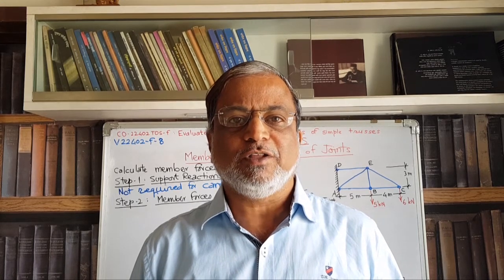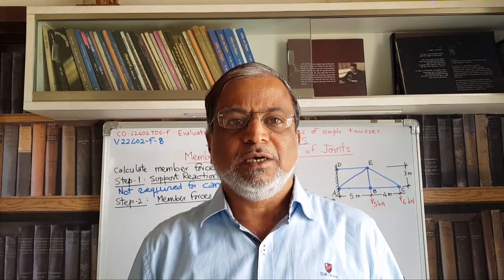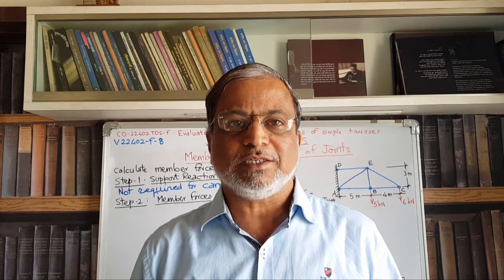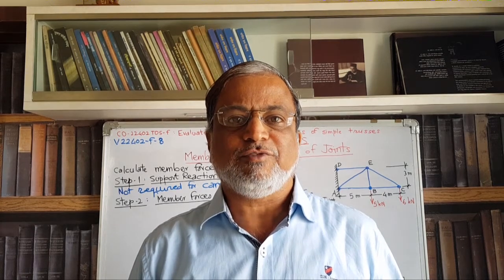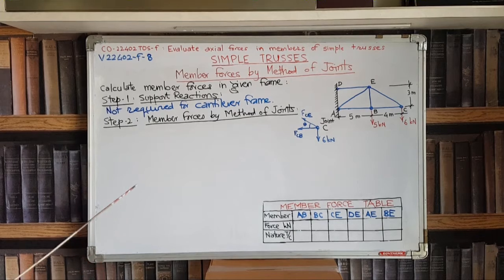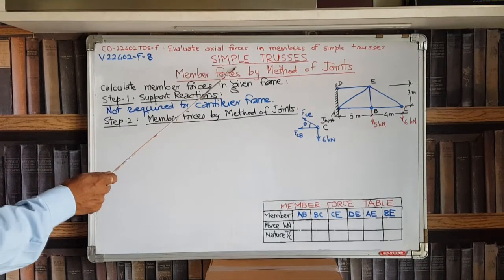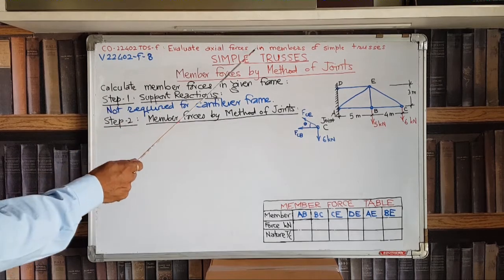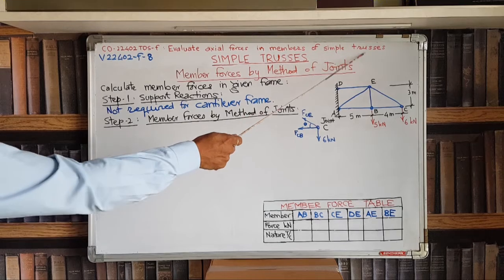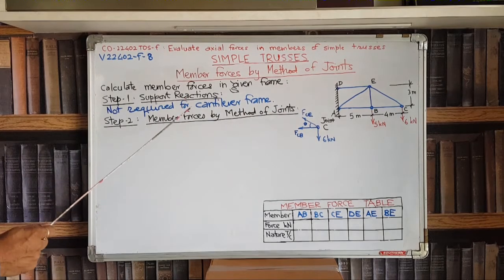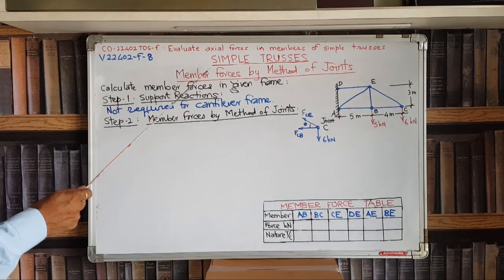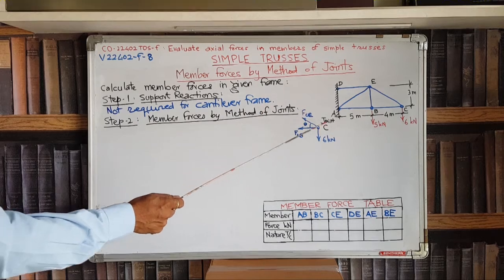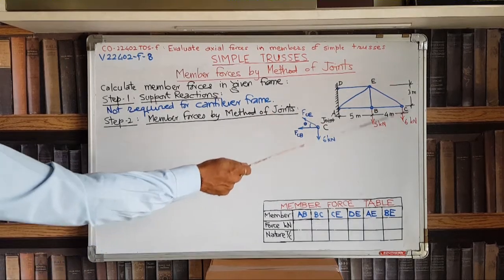In continuation of the topic on simple trusses, in this video we are going to consider a numerical problem on method of joints for a cantilever frame. The topic of simple trusses is related to course outcome F, that is, evaluate axial forces in members of simple trusses. In this video lecture, we are going to calculate member forces by method of joints for a given frame, and this frame is a cantilever frame.